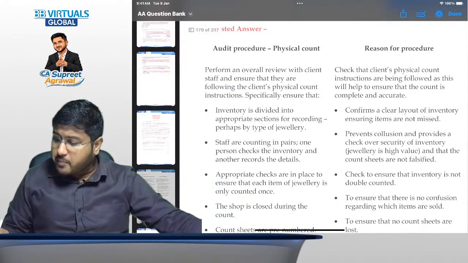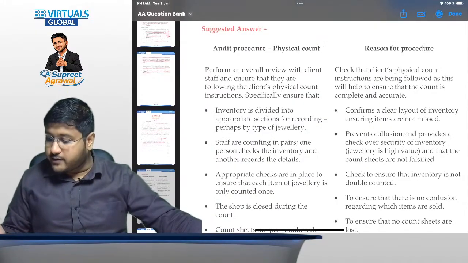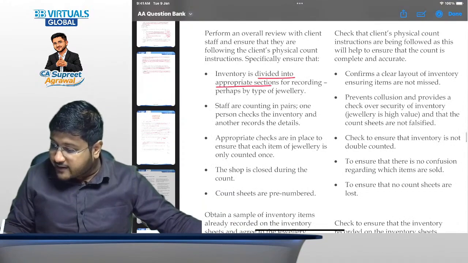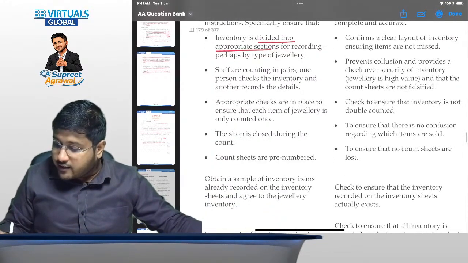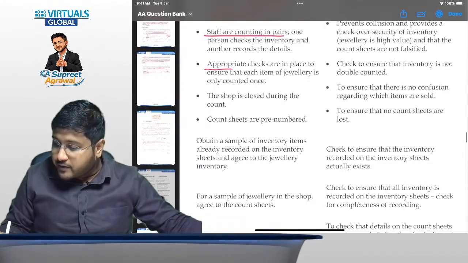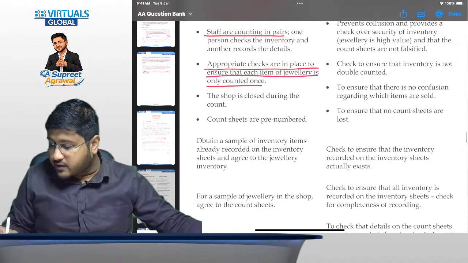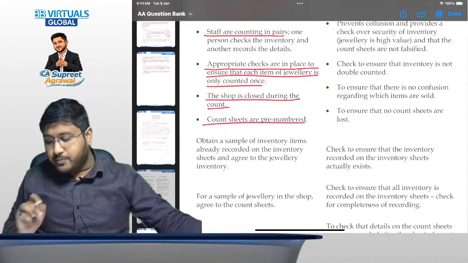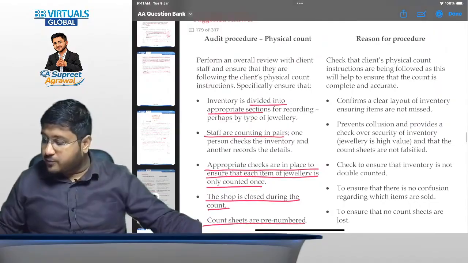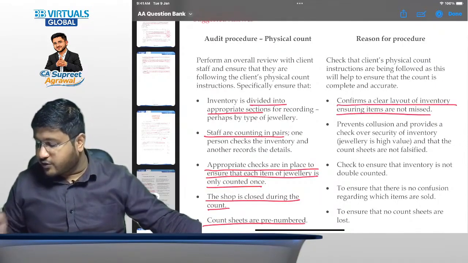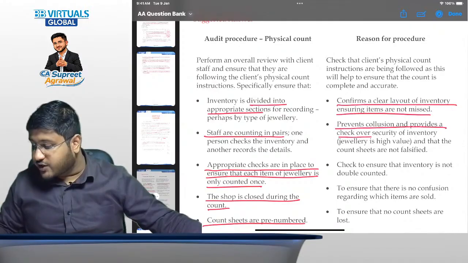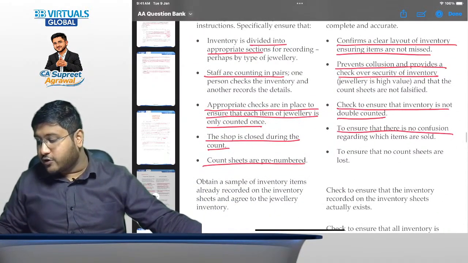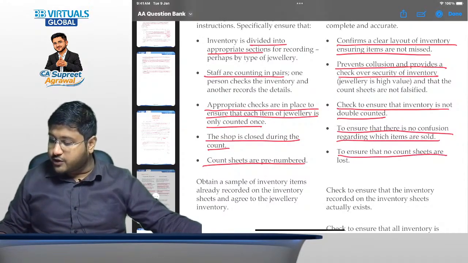Perform an overall review with client staff and ensure that they are following the client's physical count instructions. Specifically ensure that inventory is divided into appropriate sectors for recording, staff are counting in pairs, and appropriate checks are in place to ensure that each item of jewelry is only counted once. The shop is closed during the count so that there is no movement. Count sheets are pre-numbered. Now, why this procedure? It confirms a clear layout of inventory, ensuring items are not missed, prevents collusion, and provides a check over security of inventory. It ensures inventory is not double counted, that there is no confusion regarding items which are sold, and that no count sheets are lost.